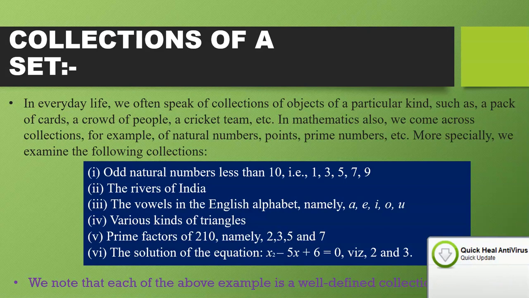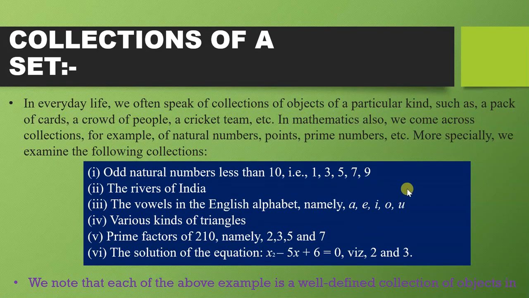If I ask a person to write the collection of vowels, they will write A, E, I, O, U only and no other element. All the persons will write the same collection. There is no difference. Now, various kinds of triangles is also a set. Prime factors of 210: the prime factors of 210 are 2, 3, 5 and 7. So it is also a set.